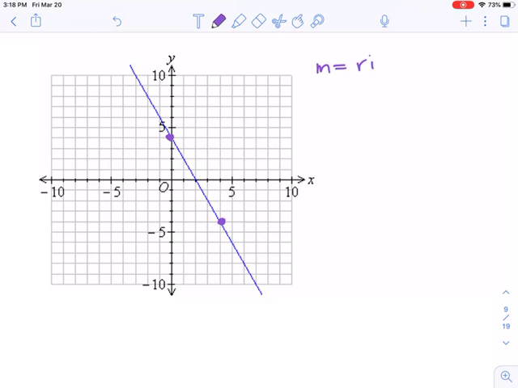Okay, so rise over run, and we're going to do that same thing. We're going to count from the left point's height to the right point's height, and then we're going to count from the left point spot to the right point spot for the run. So from the left point, I'm going to count here.